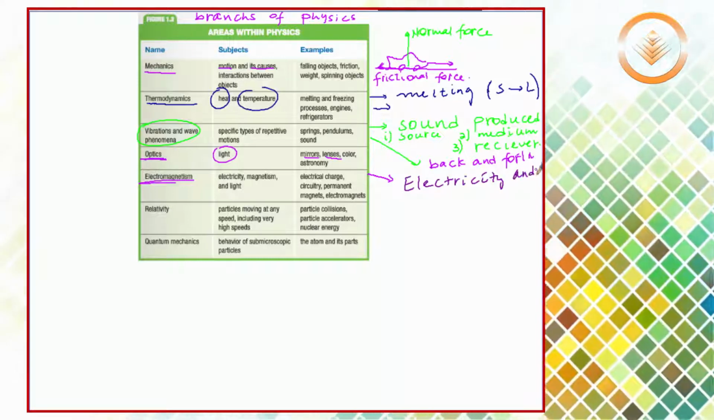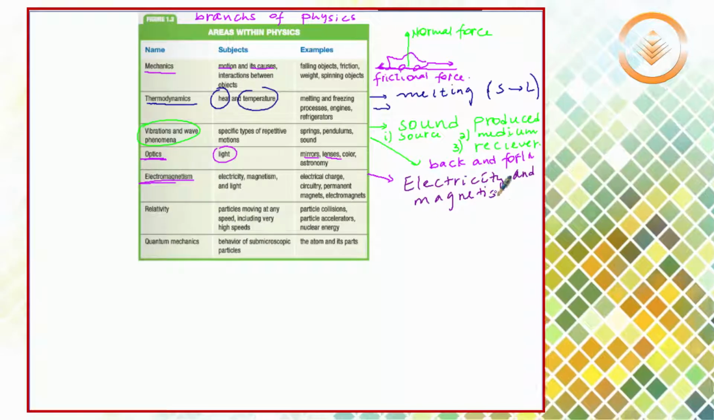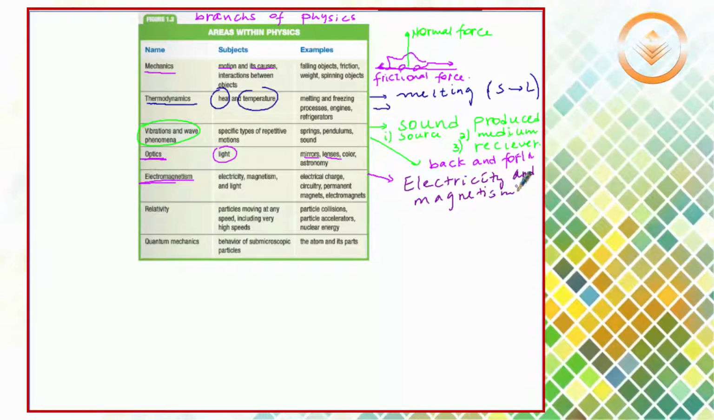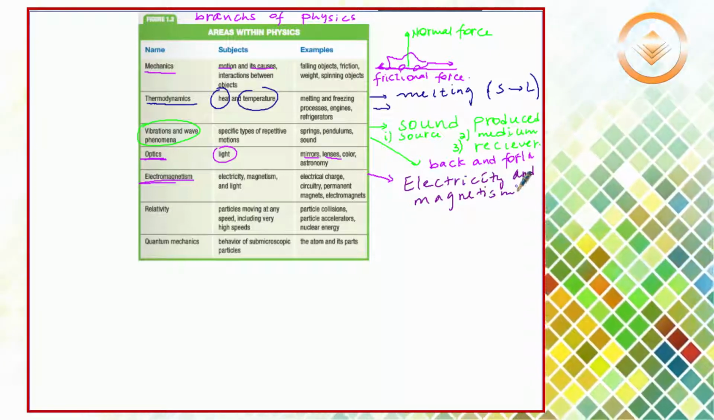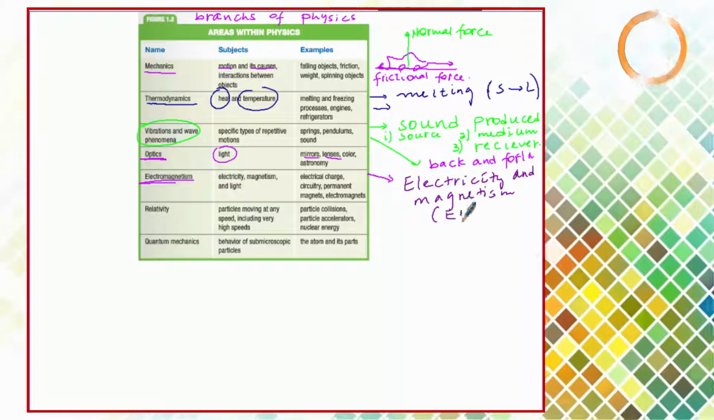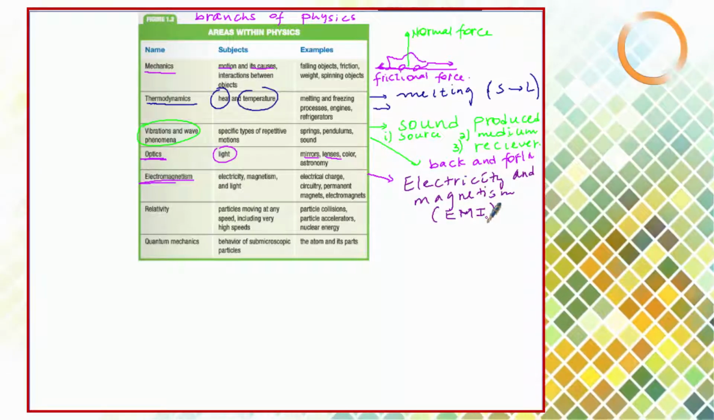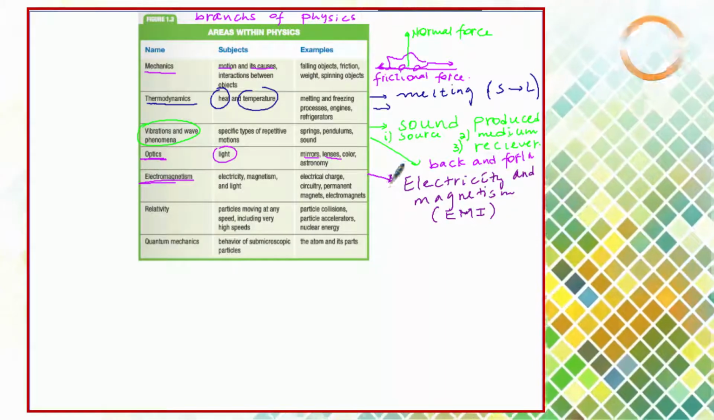And magnetism. Here, scientists found out that we can generate electricity from magnetism, and the process is called electromagnetic induction. Electromagnetic induction is the process of generating or producing electric current from a changing magnetic flux.